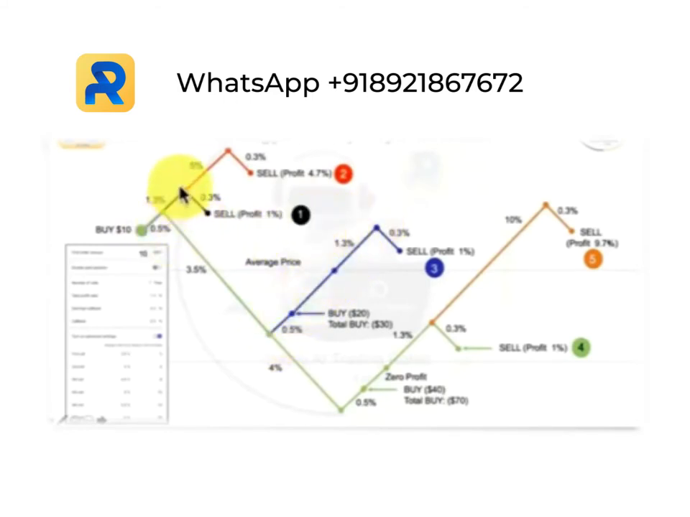See? Now, when the price reaches here, 1.3% high, the bot will still not sell it. The bot will wait for the price to come down by 0.3%. And when the price comes down by 0.3%, the bot will sell all your coins and give you a profit of 1%. But this time, 1% of $30. Here, it was 1% of $10. So you see, you are earning.